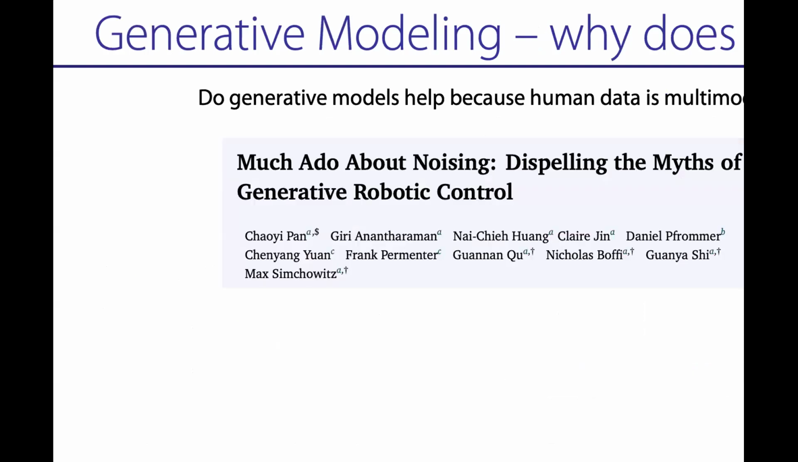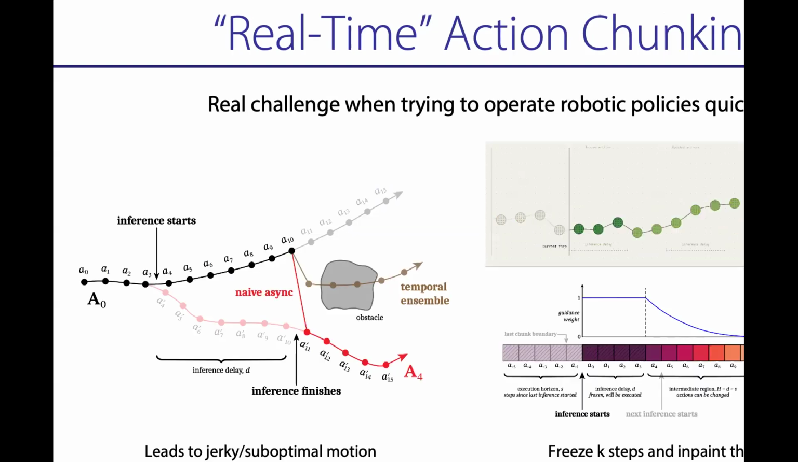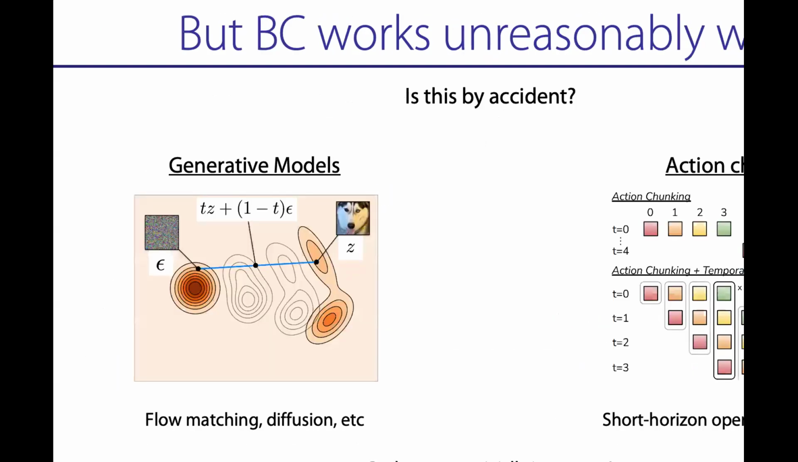Okay, so that's action chunking. We said there were two advantages, or two changes. One was generative modeling. The second was action chunking.